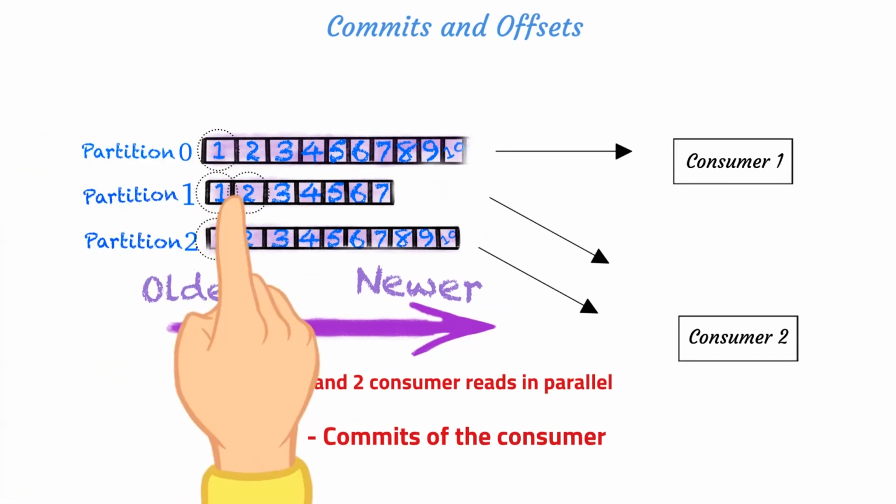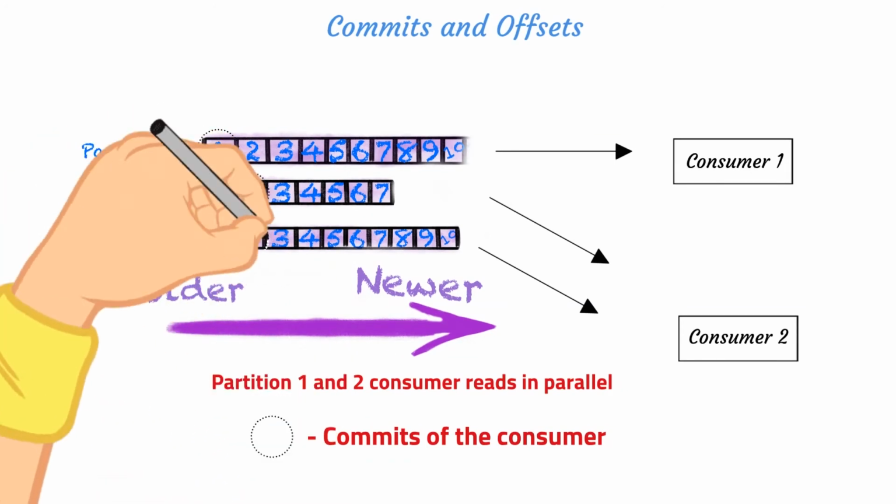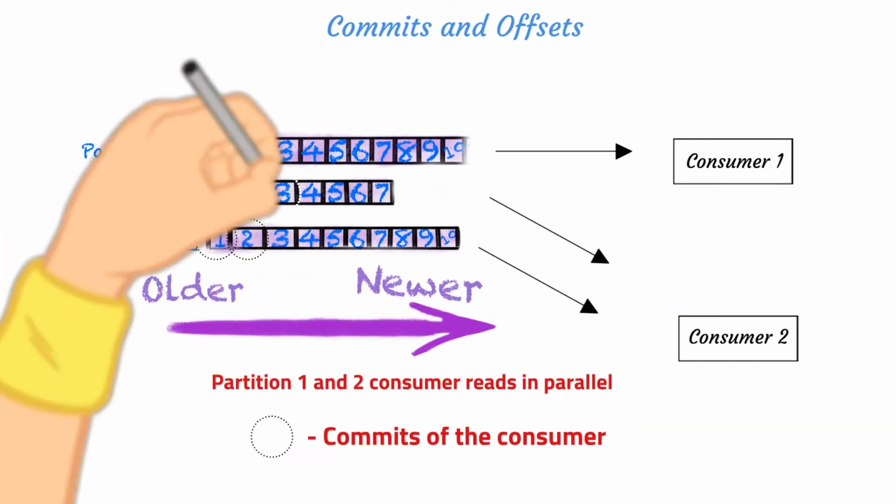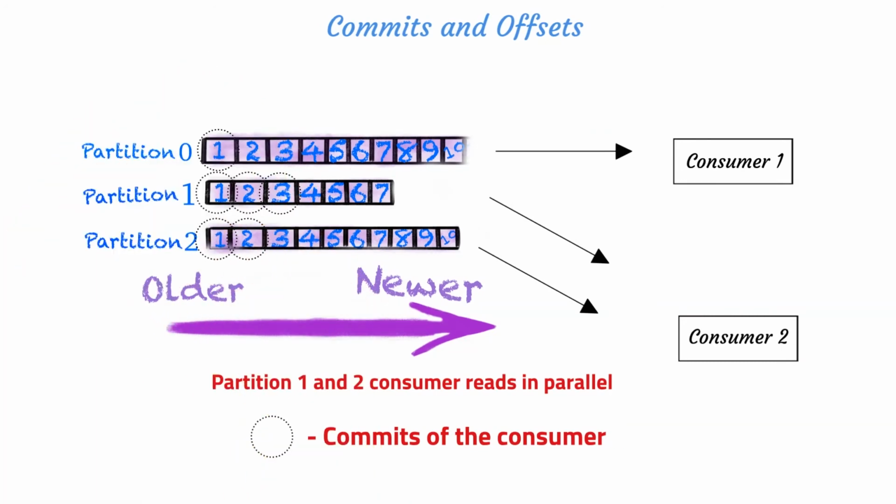After consumer number 1 successfully reads the message, it commits that, saying, hey partition, I already read this message and everything is alright. In parallel with consumer 1, consumer 2 reads the messages from partition 1 and partition 2. From those 2 partitions, consumer number 2 reads in parallel.